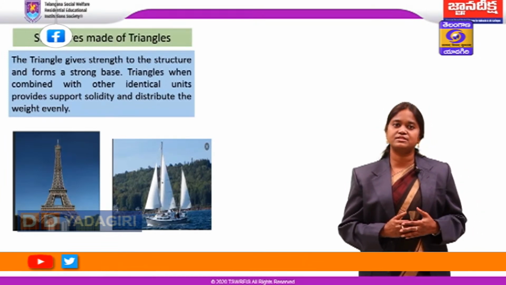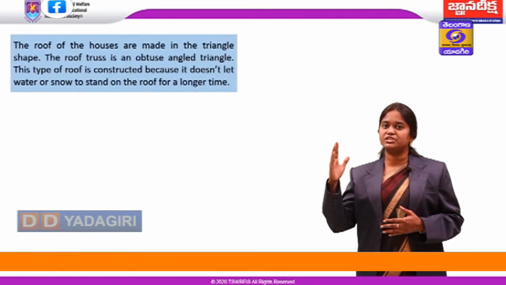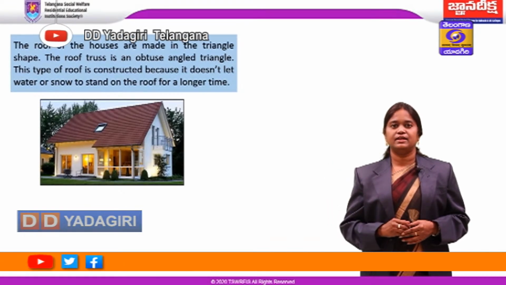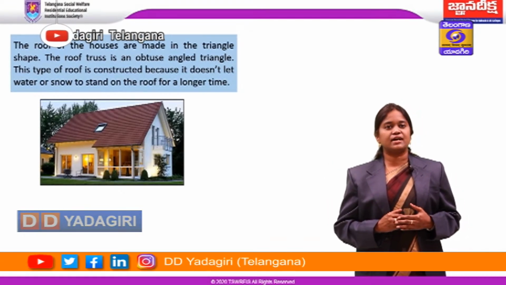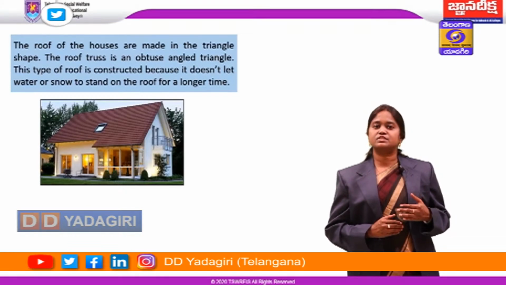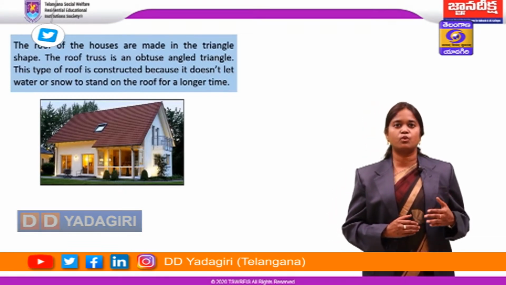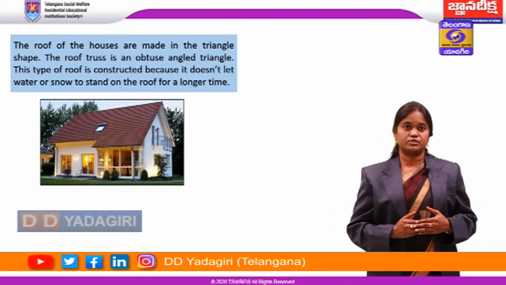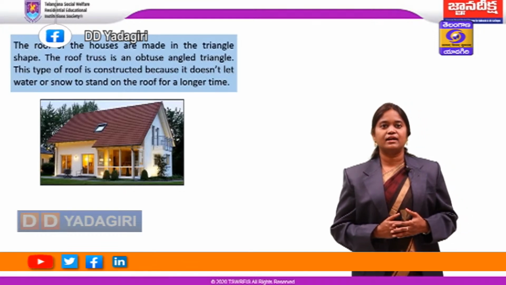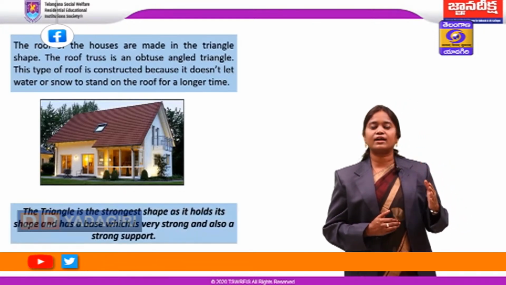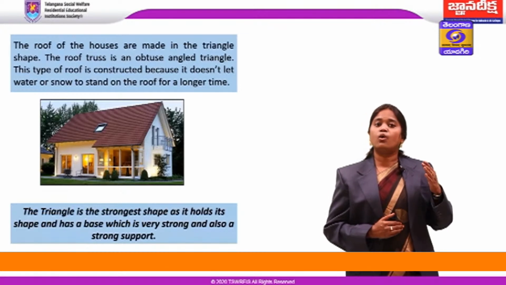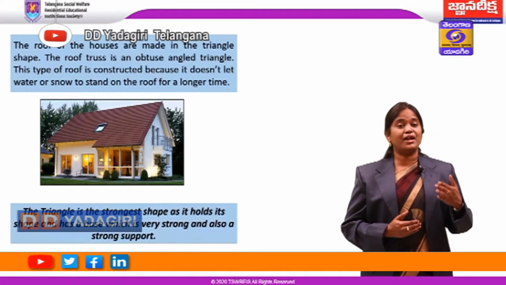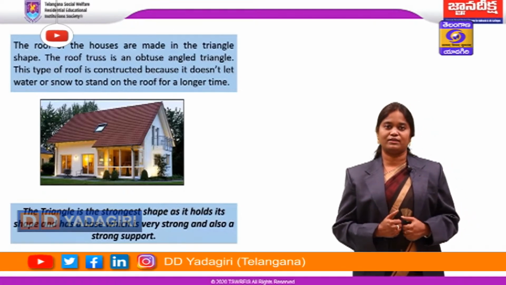The roofs of the houses are made in triangular shape. The roof truss is an obtuse angle triangle. This type of roof is constructed because it does not let water or snow stand on the roof for a longer time. So, we conclude that the triangle is the strongest shape as it holds its shape and has a base which is very strong and also a strong support.